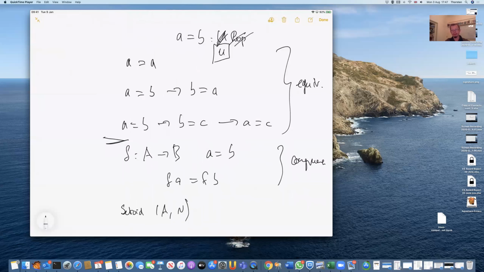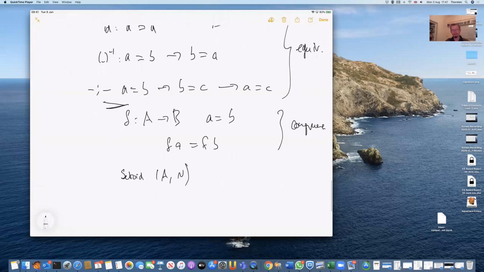Because here you have reflexivity, which I call refl. You have an operation symmetry, which I call minus one. Okay, this is a bit the wrong way around, let's just write it like this. And a composition operation. Yeah. So usually composition is actually the other way around.